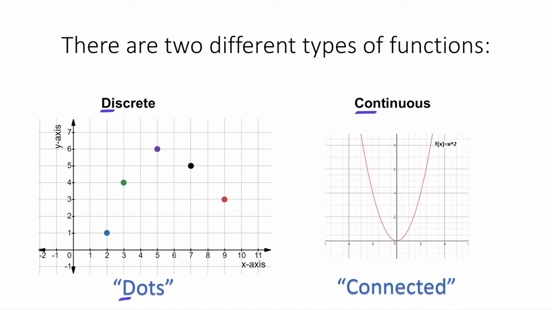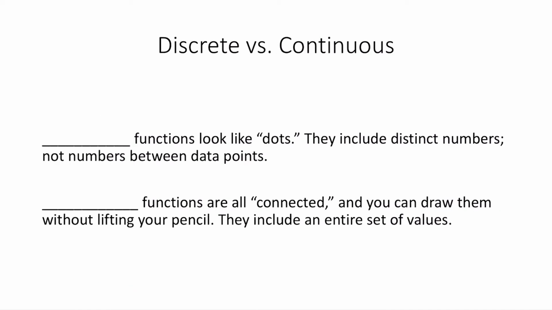Continuous functions are all connected. So continuous, connected. And that means that you can draw your graph without ever lifting your pencil from the paper. And that is because all of the points are connected on a continuous graph. So let's summarize. Discrete functions look like dots. They include distinct numbers and not numbers in between the data points. Continuous functions are all connected, and you can draw them without lifting your pencil. They include an entire set of values.